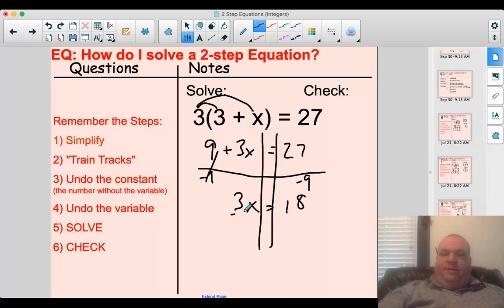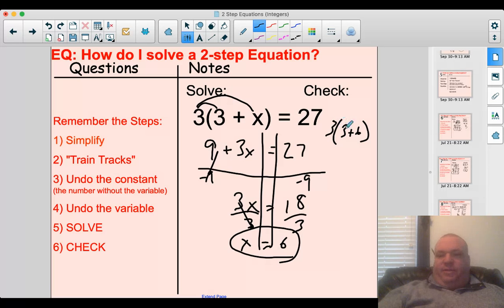Okay, now I got to get rid of the 3 by dividing by 3. I get x equals 6. Okay, so that's my answer. I'm going to check it just by going back to my original equation, replacing the x with a 6. So 3 times 3 plus 6. And I want to make sure that does equal 27.